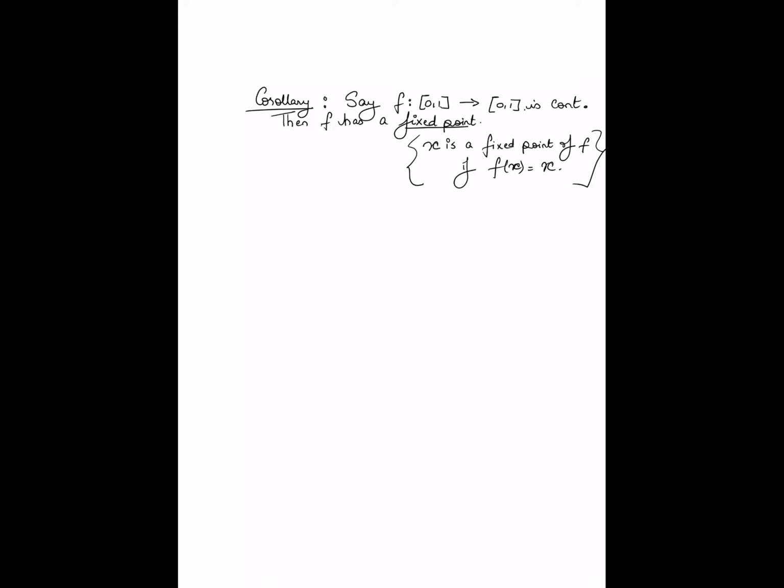Pictorially, what does this look like? The illustration is of the form: this is x, this is f of x, let's say this is 0, 1 and 1. Now at a fixed point, f of x is equal to x, so a fixed point must necessarily lie on this line, the so-called 45 degrees line. The point here is that any continuous function over this interval [0, 1] must intersect this line.